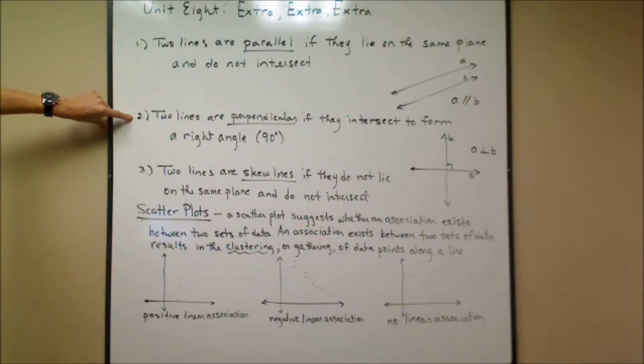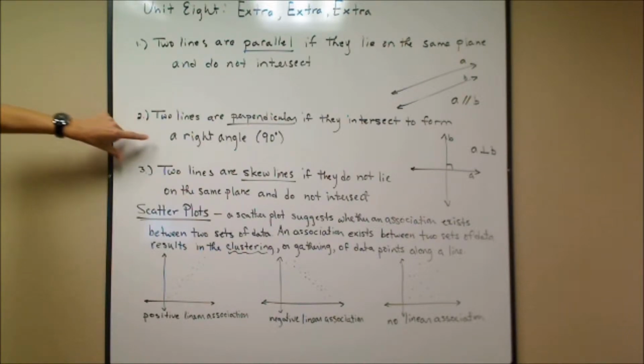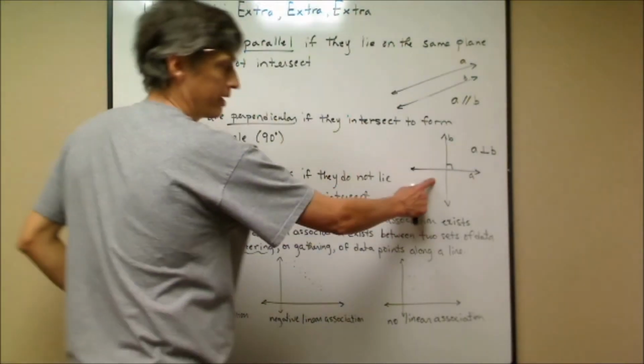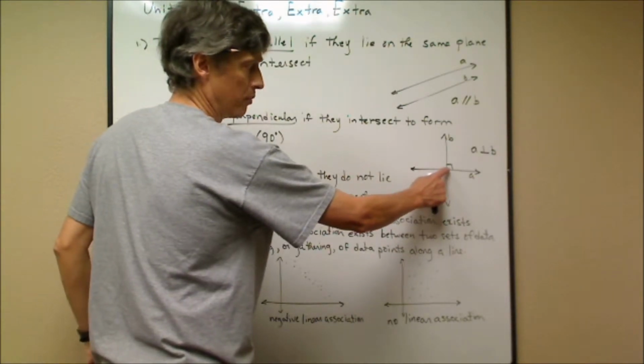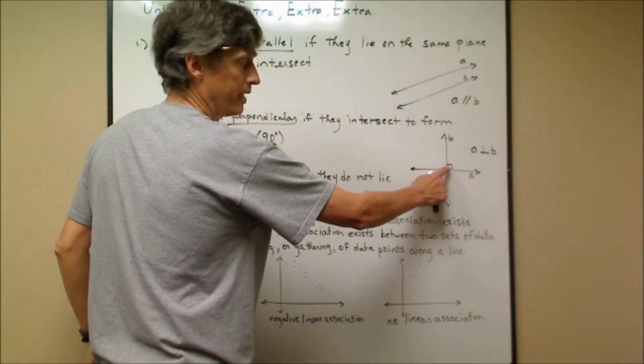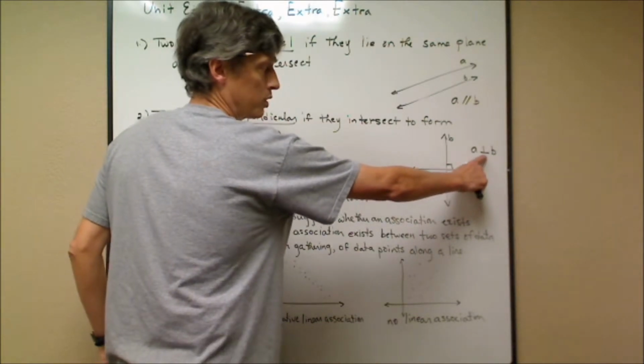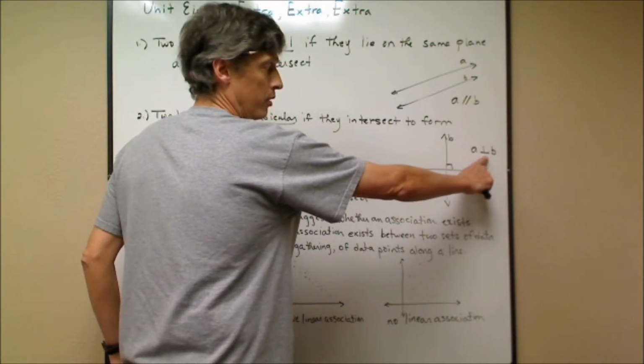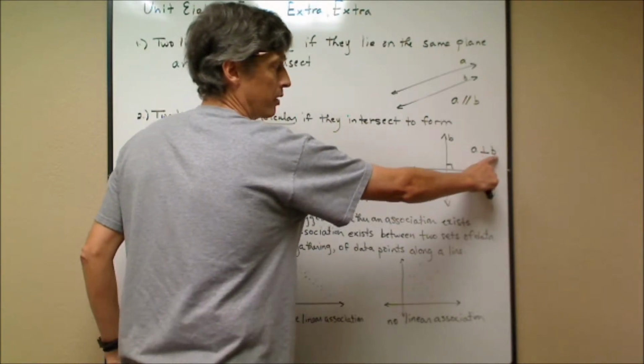Now, two lines are perpendicular if they intersect to form a right angle or a 90-degree angle, and that's my diagram right here. That little symbol means a right angle or a 90-degree angle. And this symbol, which looks kind of like an upside down capital T, means perpendicular to, so this says line A is perpendicular to B.